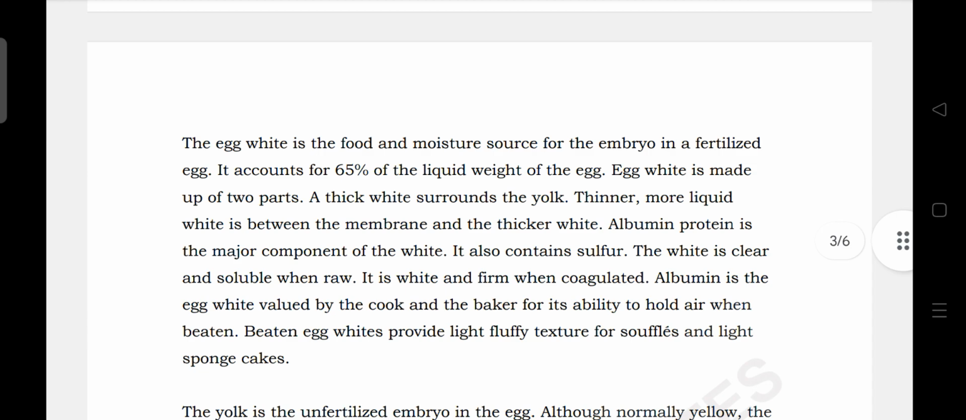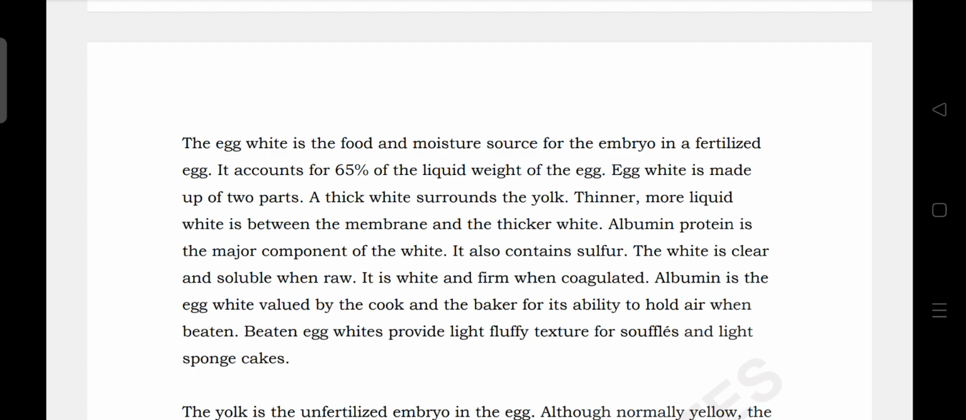The egg white is the food and moisture source for the embryo in a fertilized egg. It accounts for 60% of the liquid weight of the egg. Egg white is made of two parts. A thick white surrounds the yolk, and a thinner, more liquid white is between the membrane and the thicker white. Albumin protein is the major component of the white. It also contains sulfur. The white is clear and soluble when raw. It is white and firm when coagulated.